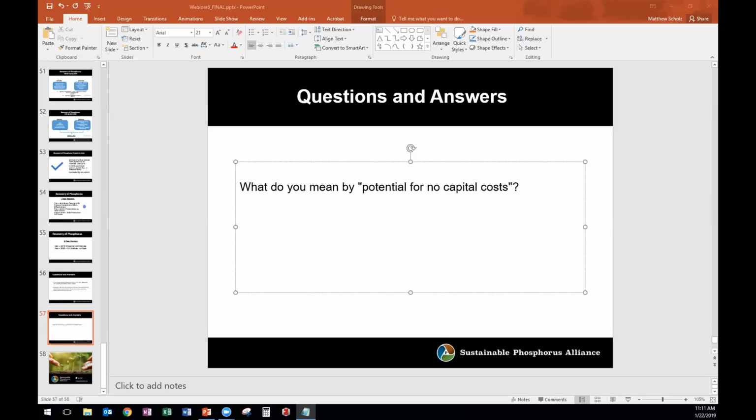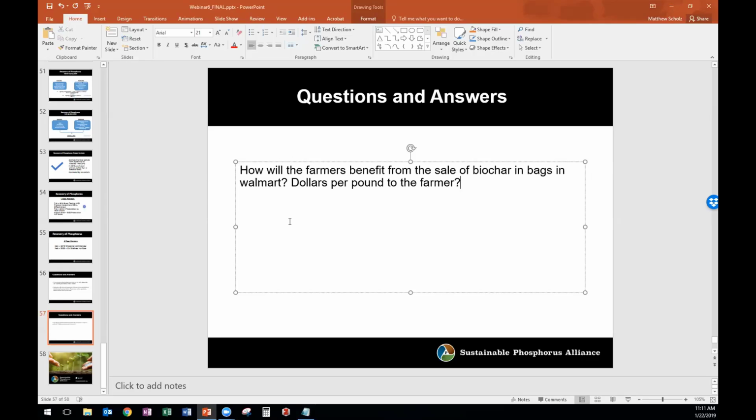Okay, that sort of leads to another question. I'm going a little out of order here, but how will the farmers benefit from the sale of biochar in bags at Walmart, and dollars per pound to the farmer? The farmer would sell, or the group that put this system in, if it's a collaboration with a farm and an investor, would sell this material to the Synergy folks at X dollars per ton. Got it. Do you have any notion of what the... I've seen numbers that range anywhere from 20 to 80 dollars per ton?